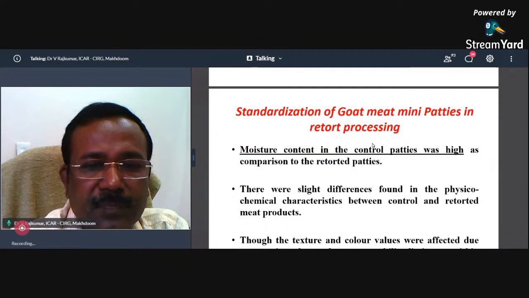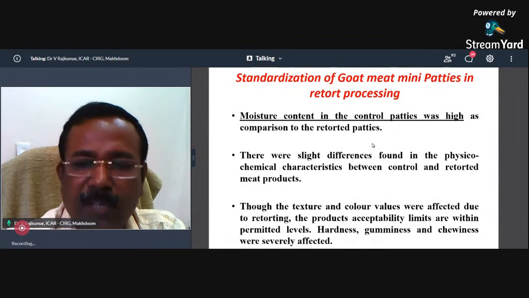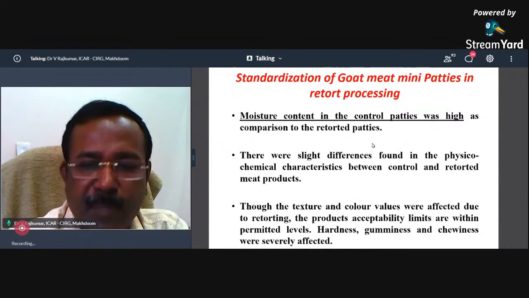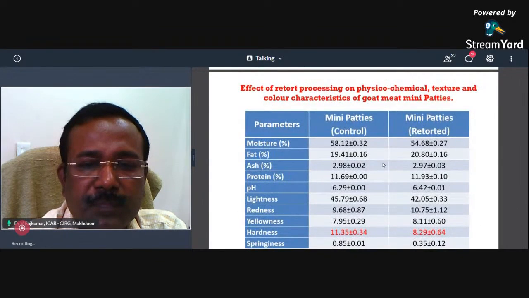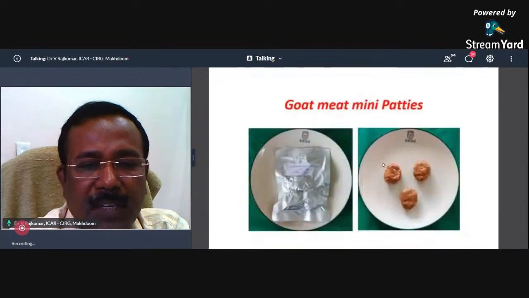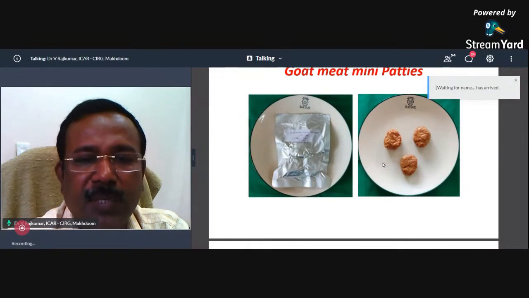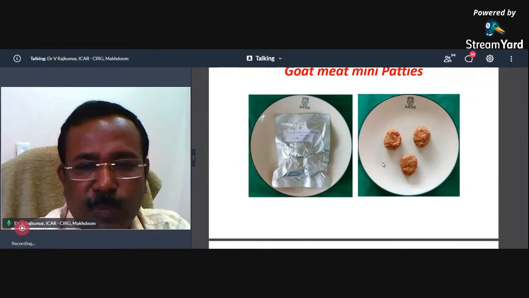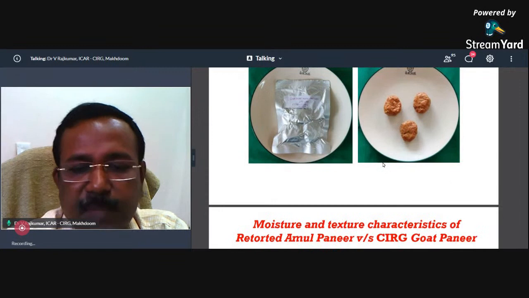Small size patties we have also prepared. I want to show how various types of products can be prepared under retort post processing. Next. These are all the data related to that process. Next. This is the pictorial representation of the patties prepared by retort post processing. This is how it looks. It has a longer shelf life. Next.